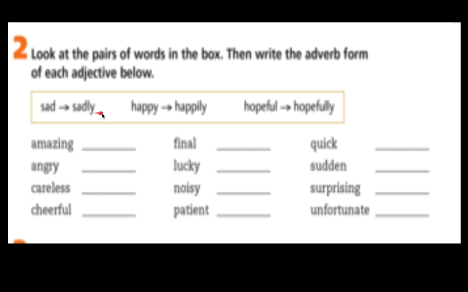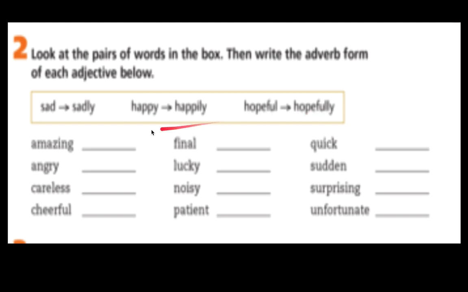Sad, sadly. Happy. Happy already has a Y, so we have to change the Y to an I. Happily. Then we add the ly. So sad, sadly, happy, happily. And then if it ends with a vowel and an L, then LLY.